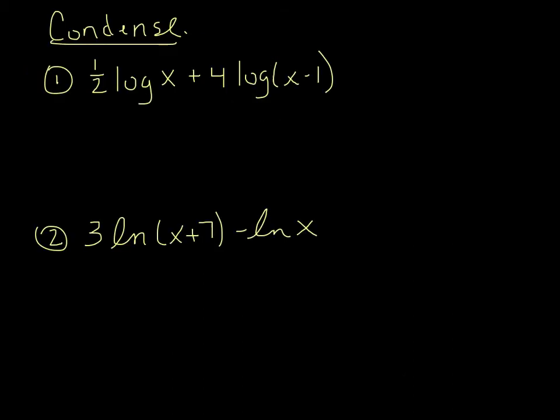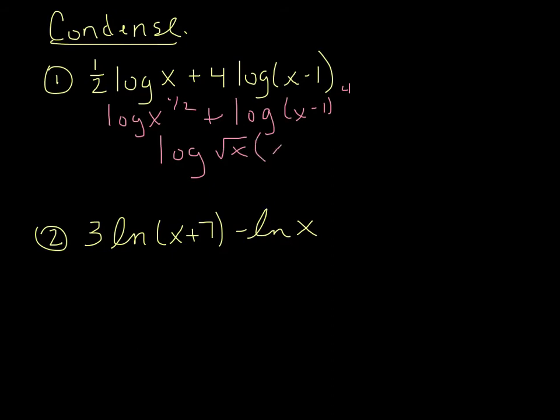So let's see if we can condense these two problems. 1/2 log of x plus 4 log of x minus 1. And you might want to try them on your own and see how well you do before you watch me work through them. Okay? So in the first one, I want to rewrite this as log of x to the 1/2, and this would be plus log of x minus 1 to the 4th. Okay? So the sum means this is actually a product, so it's log of, and x to the 1/2 is really the square root of x times x minus 1 to the 4th.